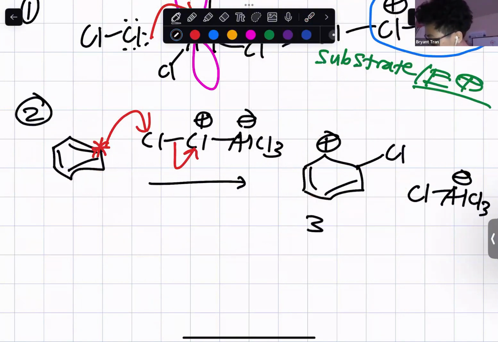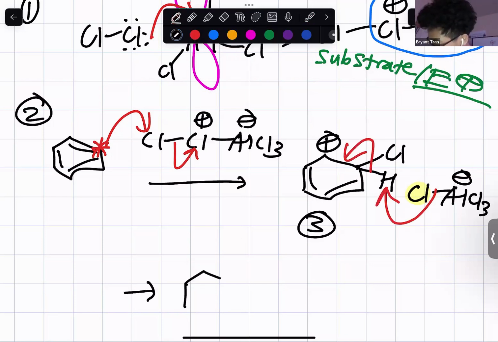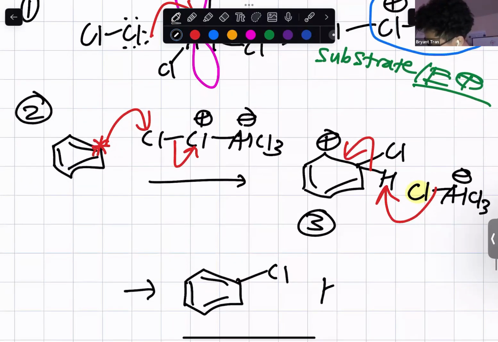Now the third step, elimination here, is reforming the aromaticity. So our base here is going to be this chlorine atom here of the AlCl4 minus. That chlorine atom wants to leave as a negative charge, so just think of that as a negative charge. Even though the aluminum here has a negative charge, it's not going to attack the hydrogen, right? It's going to be the chlorine here with the negative charge that's going to leave with the bond to attack that hydrogen, reform the aromatic ring like that to give us this chlorobenzene here, and HCl gets formed.